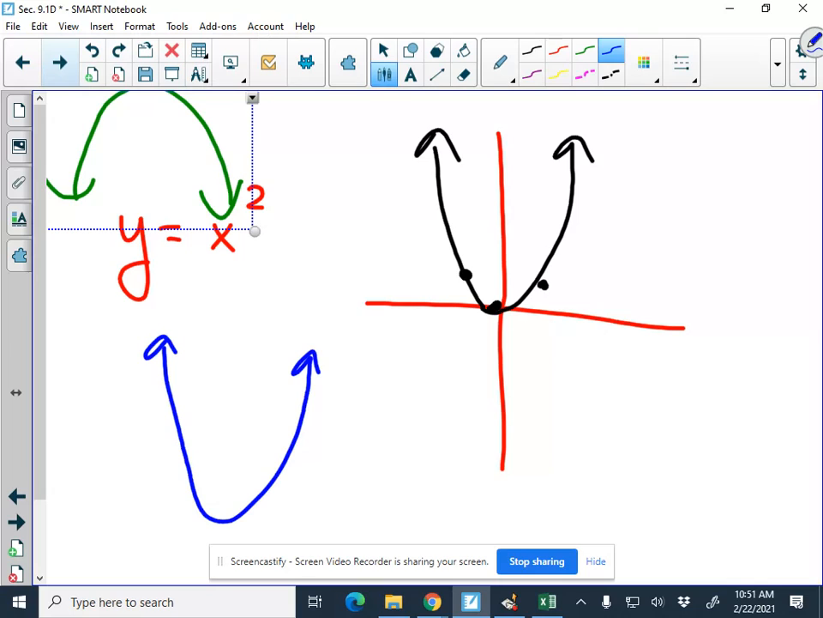Anyway, if you picked them up, their arms stretch up in the air, right? That's called a vertical stretch.